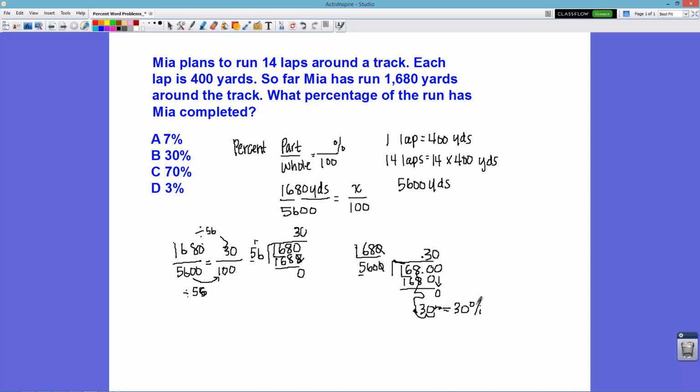So what percentage of the run has Mia completed? Looks like she has definitely completed 30%, and that would be correct.